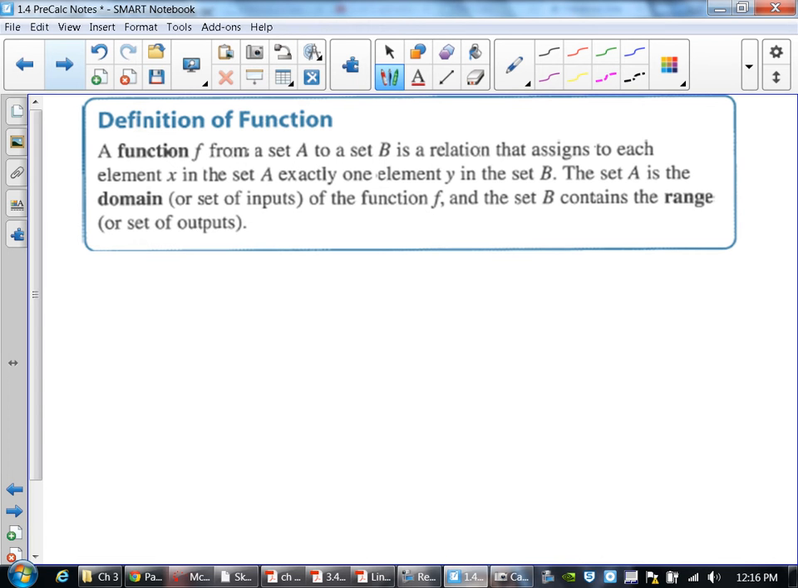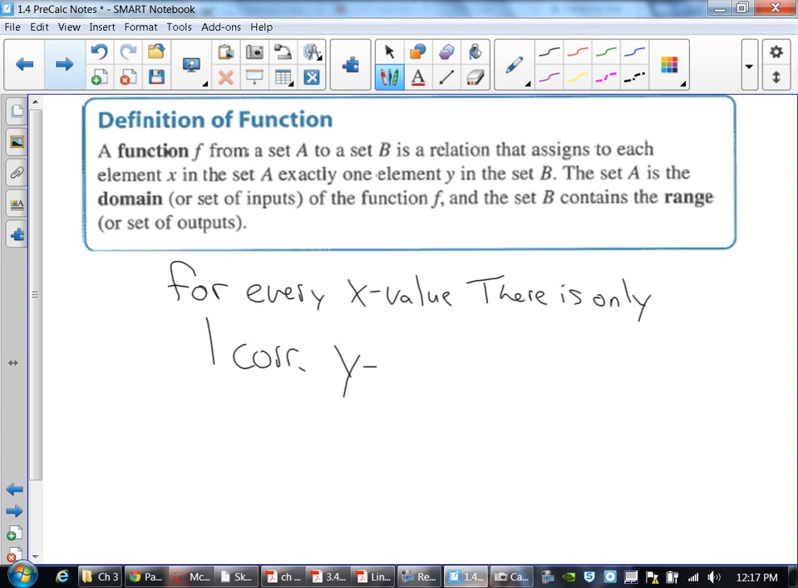That's it. Your input cannot give you two different outputs. Your input only gives you one output. That's it. One in, one out. That's a function. For every x, and what I mean by x, I'm talking like in some x value, there's only one corresponding y value.